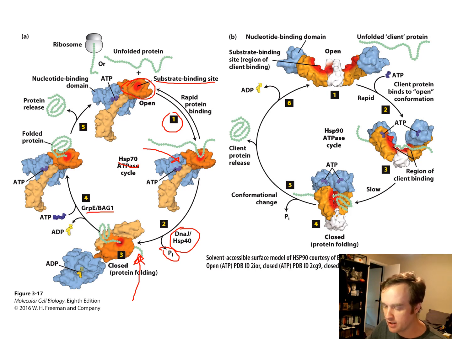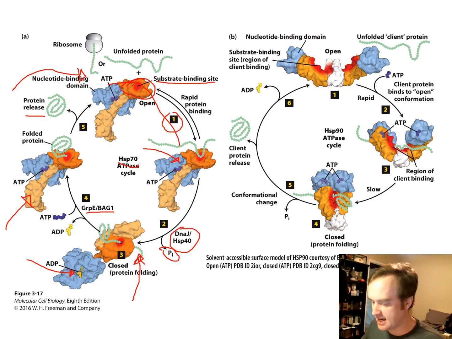Now GRPE and BAG1 come in and they take away the ADP. Remember, it gave its energy to change the substrate binding domain for ATP, and that will allow for the release of the protein and the return to the original state, and then we can go through the cycle one more time.